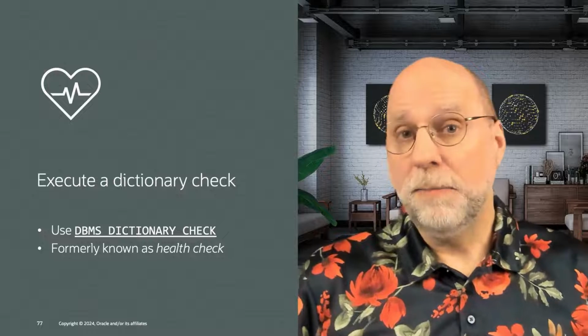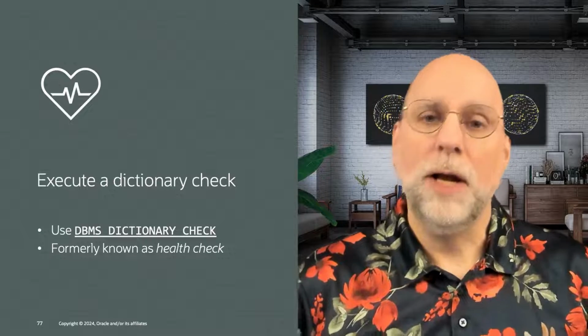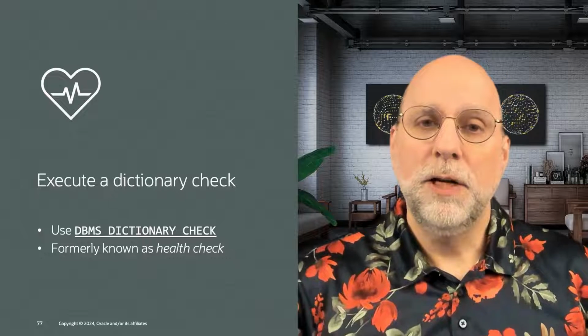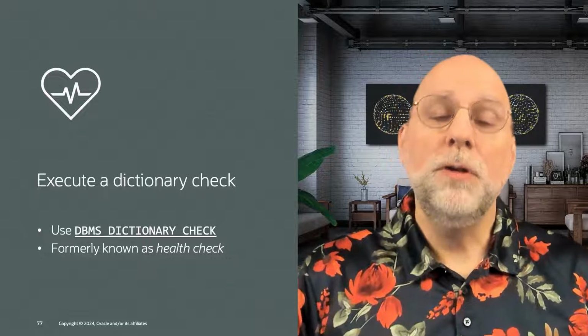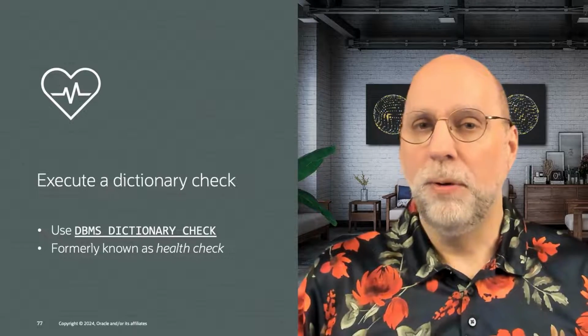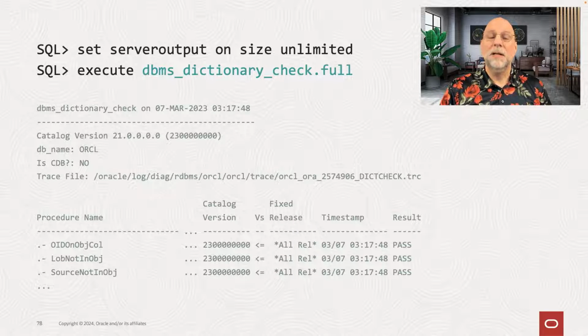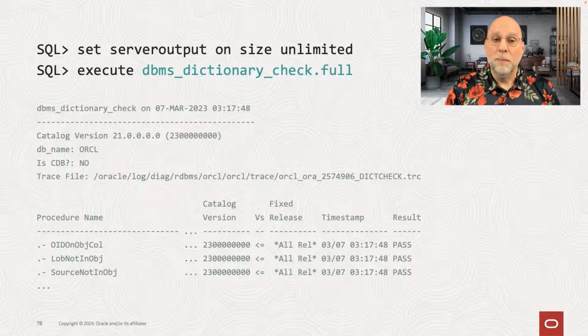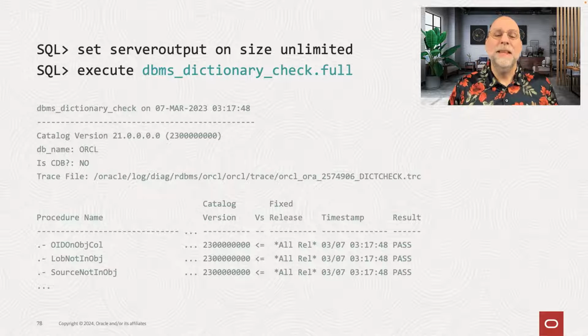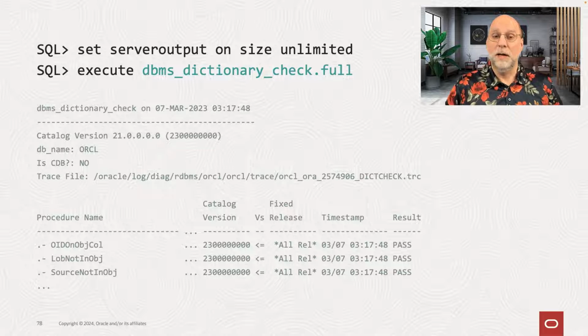The next step, best practice, is to execute a dictionary check. This used to be called health check, and there's a MOS note for the dictionary check script. What this will do is go through your dictionary looking for what we would call dictionary corruptions. Now, don't get overexcited about that term corruption. It doesn't mean a corrupted block on disk or overwriting a buffer in memory. What it means is just something in the dictionary that shouldn't be there or maybe doesn't reflect the current state of the dictionary.